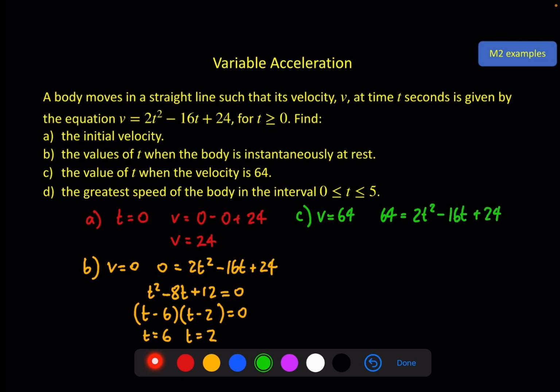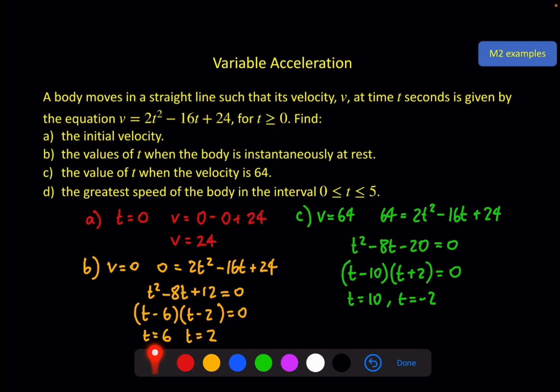Make a 0 on one side, and I'll divide everything by 2 as well at the same time, which gives the equation t squared minus 8t minus 20. This again will factorize, minus 10 and plus 2. So our two mathematical answers here are 10 and minus 2, but because t must be greater than or equal to 0, we have to reject this answer. Therefore, our final answer is t equals 10 seconds for part C.